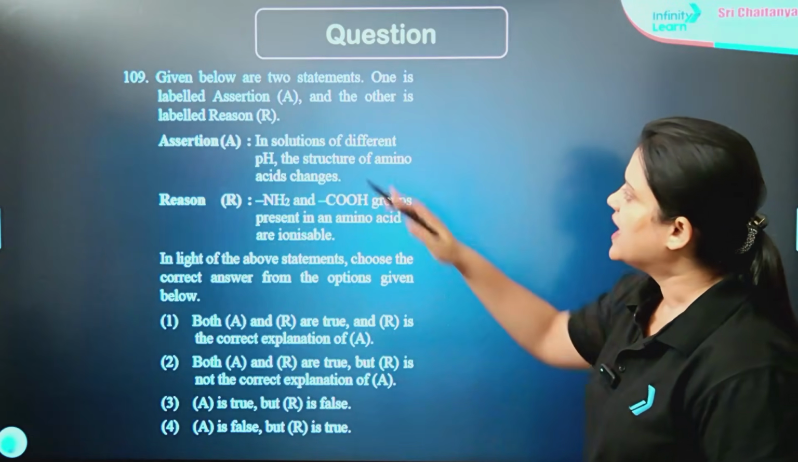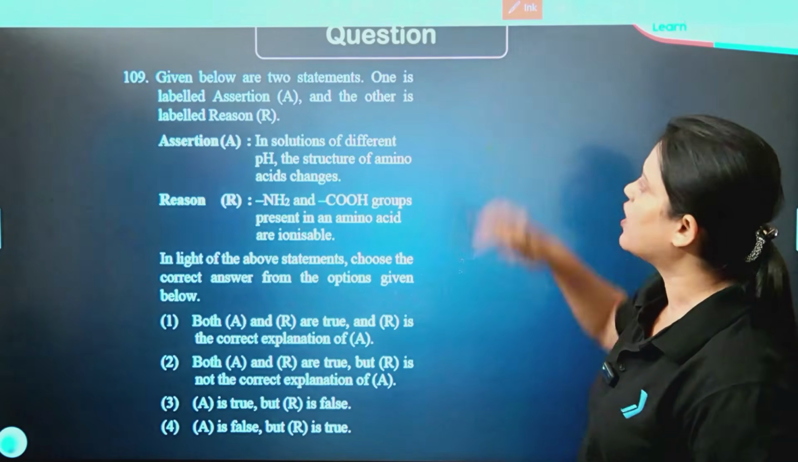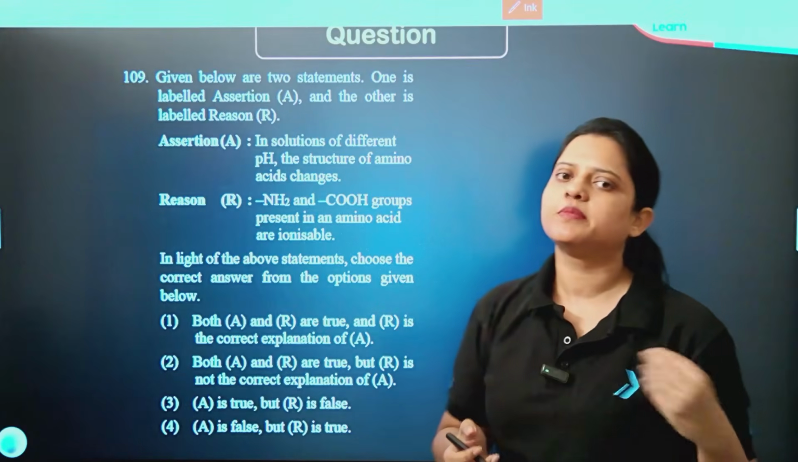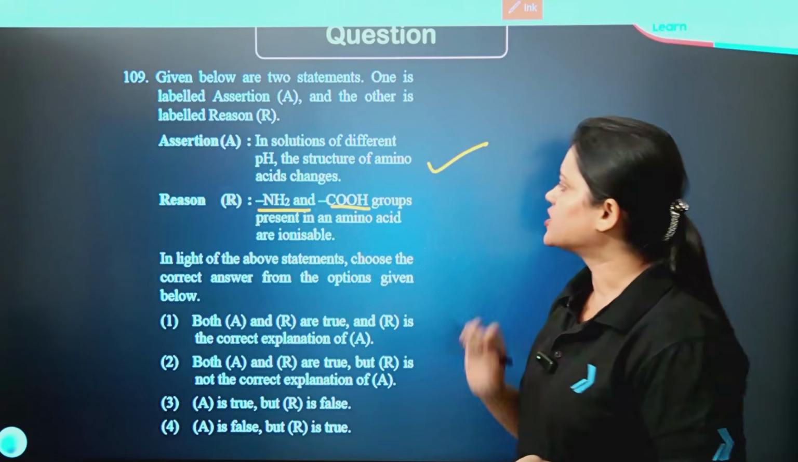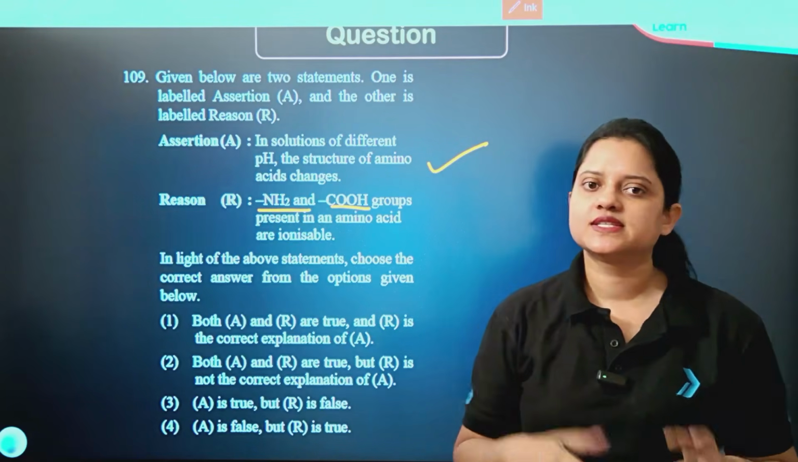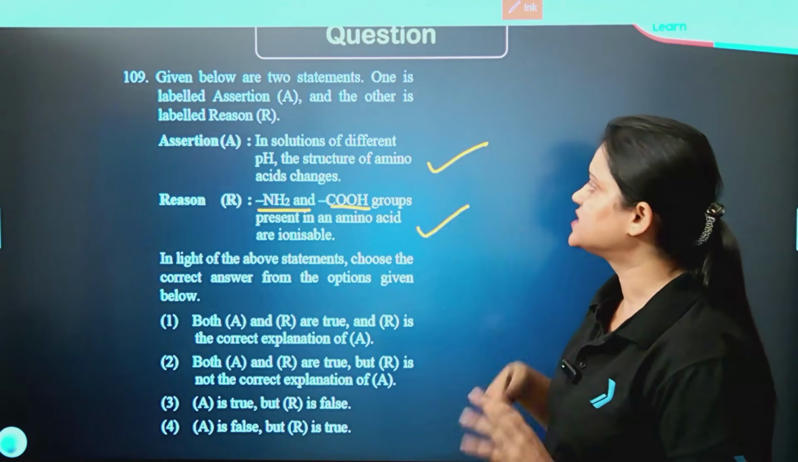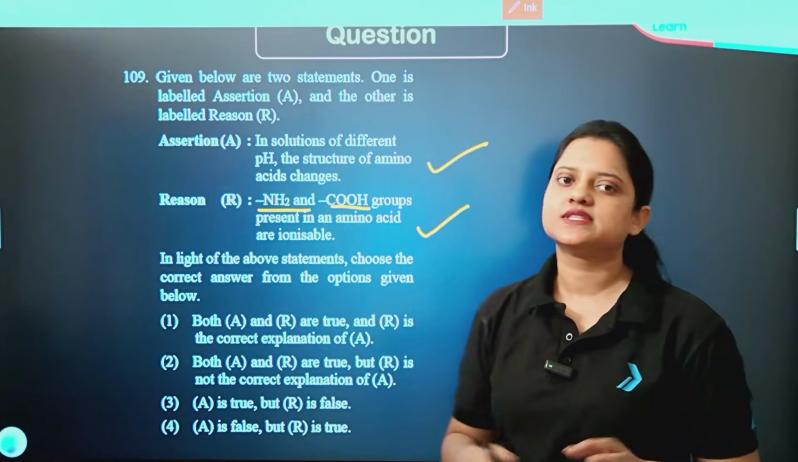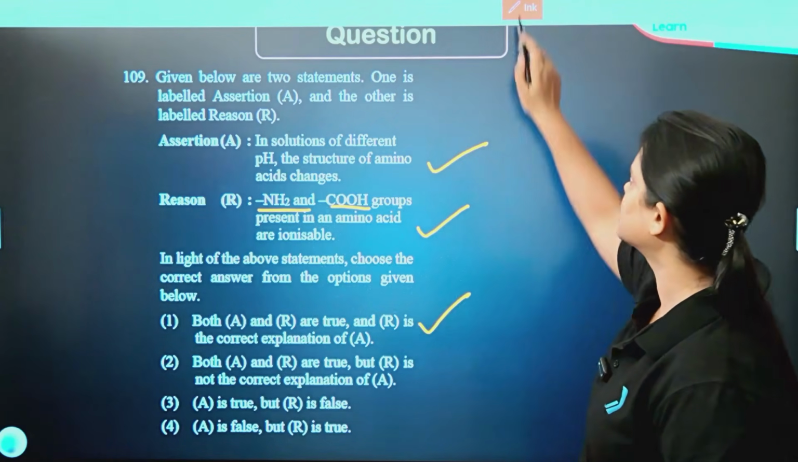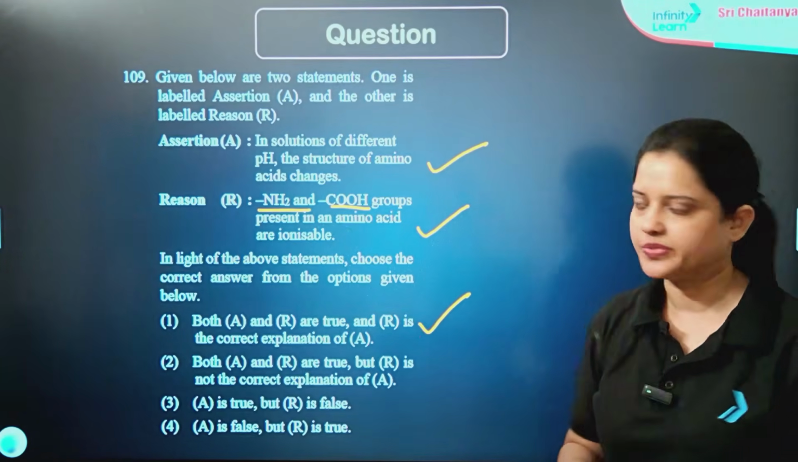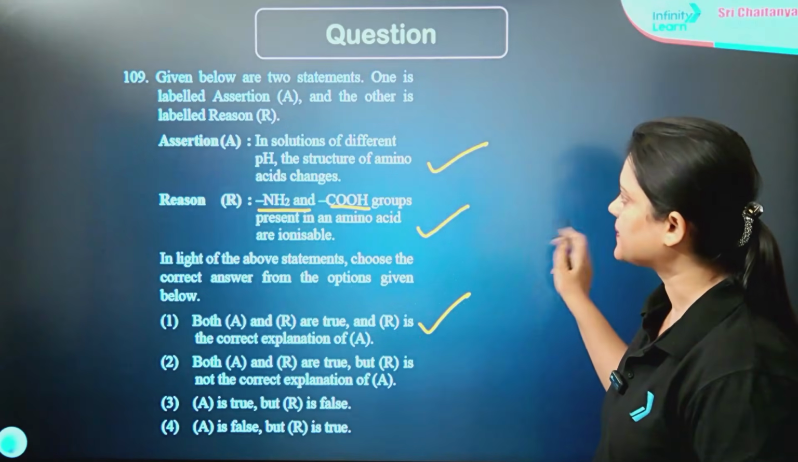Next question. The assertion says in solutions of different pH, the structure of amino acid changes. That is true. The amine group and carboxyl group present in an amino acid are ionizable. That is also true. That's why the structure of the amino acid changes. So the assertion is true, the reason is true, and the reason is the correct explanation of the assertion. So the answer here is 1.